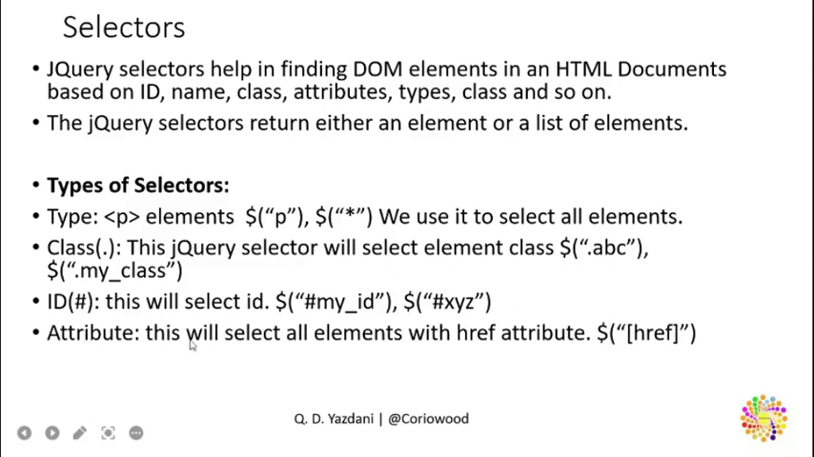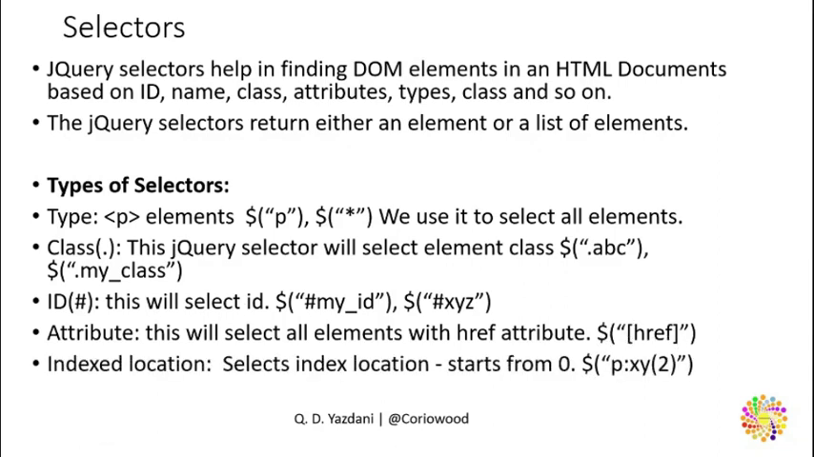So attribute, this will select all elements with the href attributes. You can put a dollar sign, and you're going to put this one inside this one as a href. Or the last one is the index location. It selects the index location, which starts from 0.